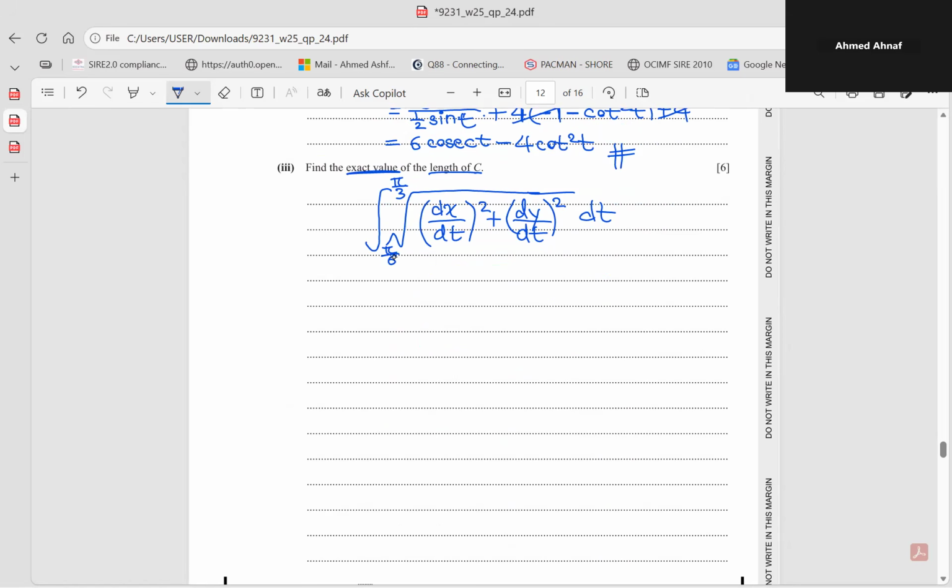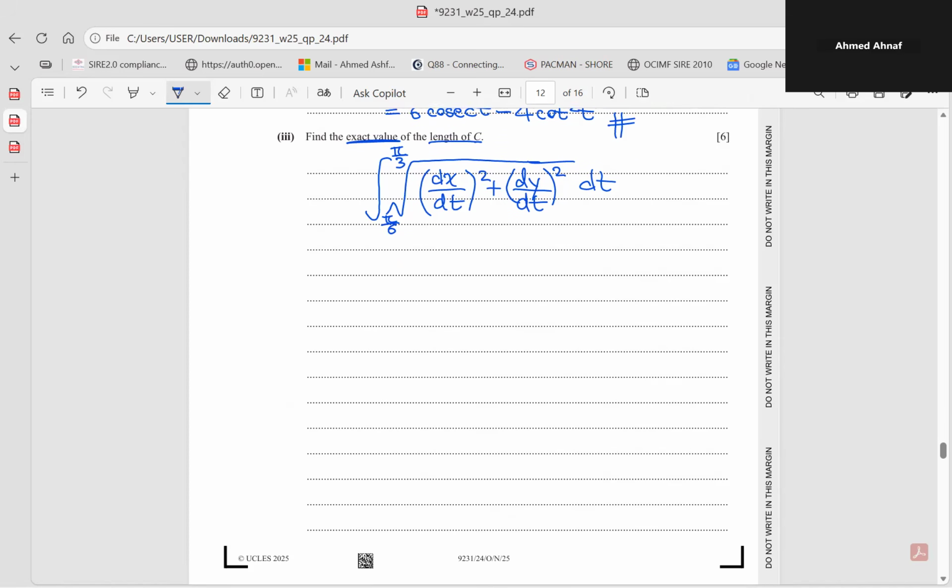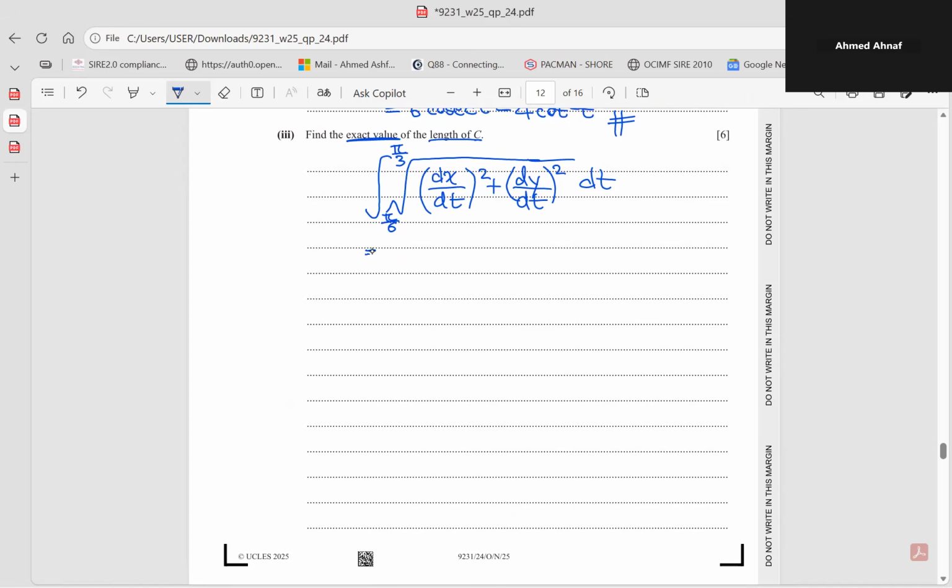One way you can remember the arc length formula for parametric equations is that it's very similar to the Pythagoras formula, right? So it's x squared plus y squared, but you just replace the x with dx/dt and the y with dy/dt. So I just substitute everything in.